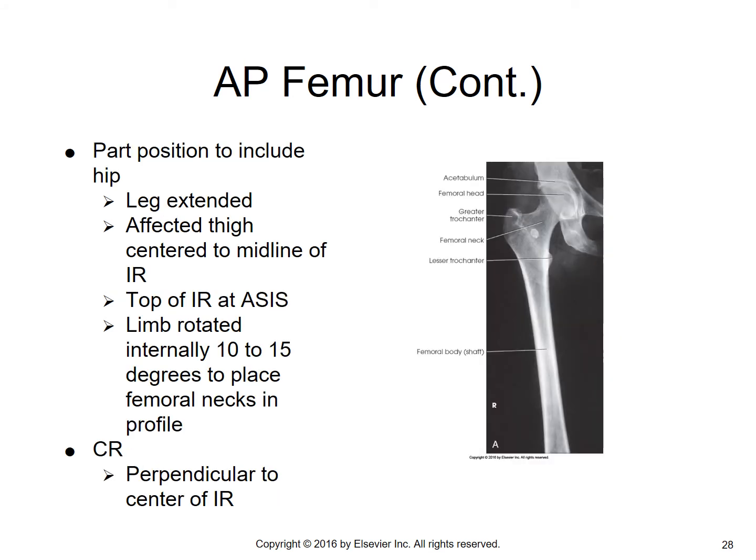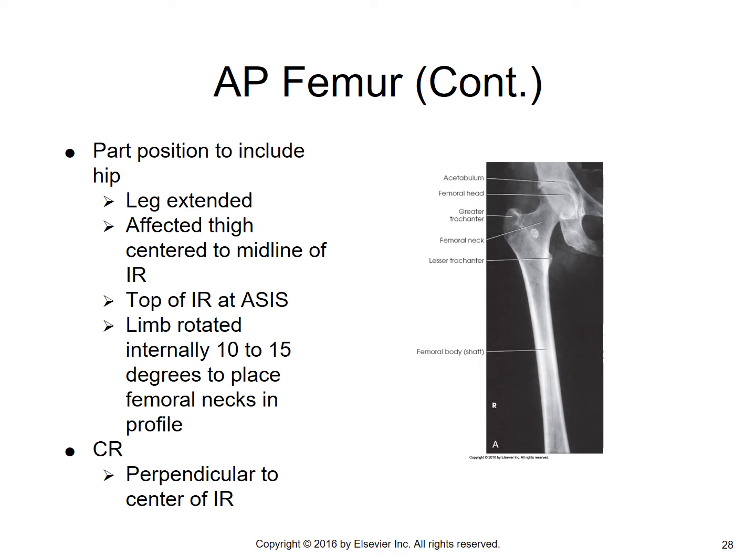So you're going to have to do one then to include the hip area so that once again the leg remains extended, affected thigh is centered to the midline of the IR. In this case now you're going to take the top of your IR, your 14 by 17, and you're going to put the top of the IR at the level of the ASIS. Remember that's that very palpable bony landmark of the pelvis, the ASIS.